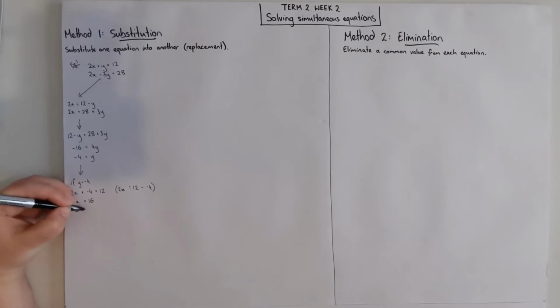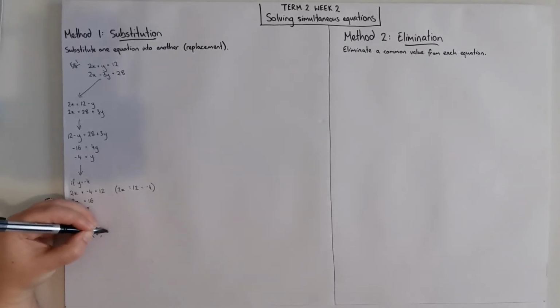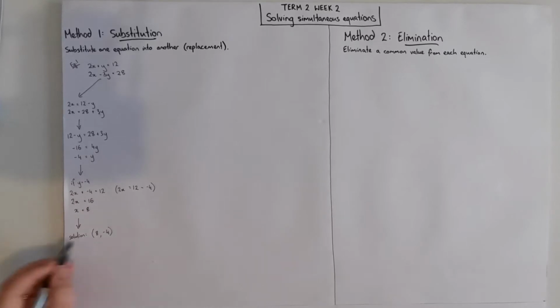Moving back onto here, dividing by 2 leaves us with the result of x equals 8. The only thing that remains is to actually communicate the solution. We know that x values and y values are written as coordinates. So the solution is that x equals 8, y equals -4. Done.